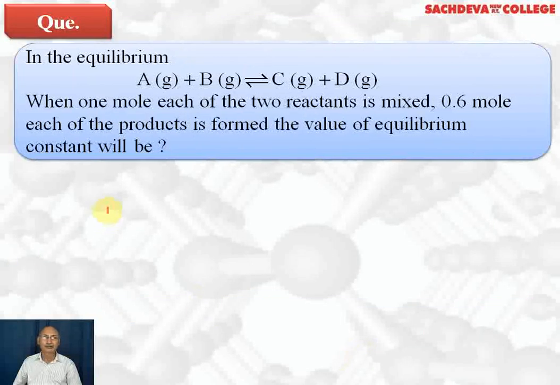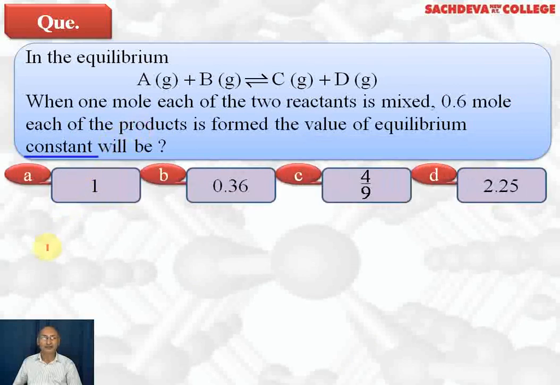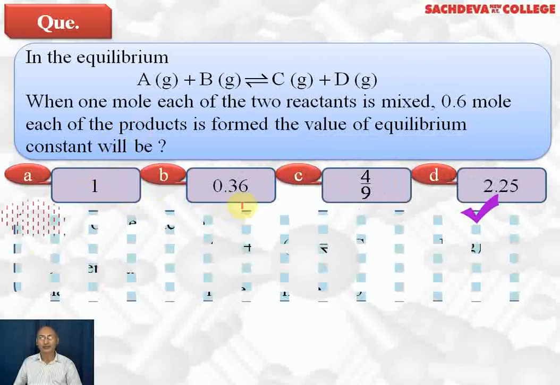Next question. In the equilibrium, A gas plus B gas gives you C gas plus D gas. When 1 mole each of the two reactants are mixed, 0.6 moles of each product is formed. What will be the value of equilibrium constant? Options are 1, 0.36, 4 by 9, 2.25.